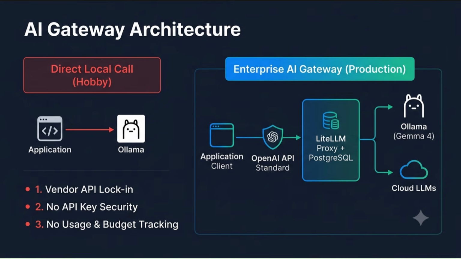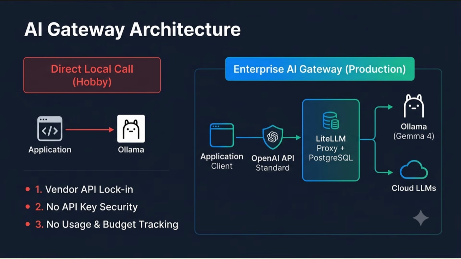Your application code gets locked into Ollama-specific API formats, and you have no standard security, virtual API keys, or access controls. You can't easily track token usage and enforce budgets, or switch to cloud models without rewriting code.